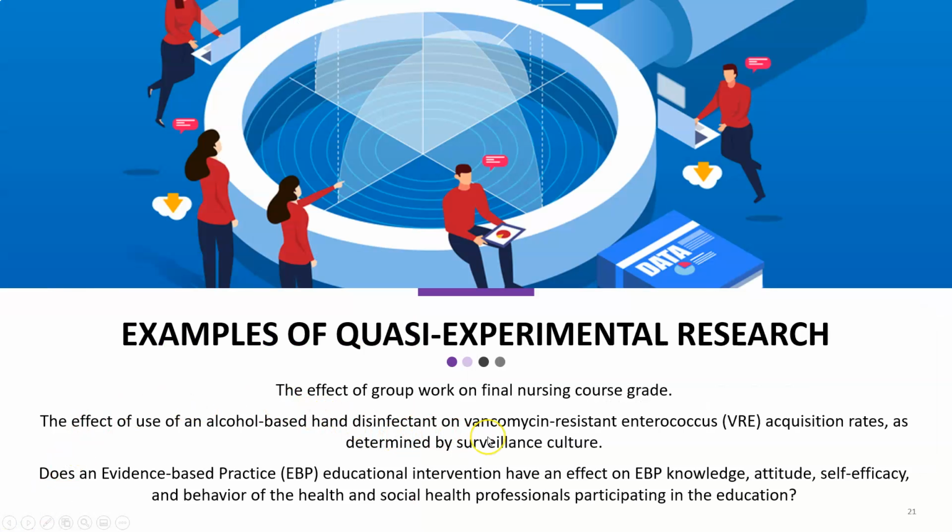Now, examples of quasi-experimental research could be the effect of group work on final nursing course grade, the effect of the use of an alcohol-based hand disinfectant on VRE acquisition rates. The next would be, does an evidence-based practice educational intervention have an effect on evidence-based practice knowledge, attitude, self-efficacy, and behavior of the health and social health professionals participating in that education? Again, that would be a research question.